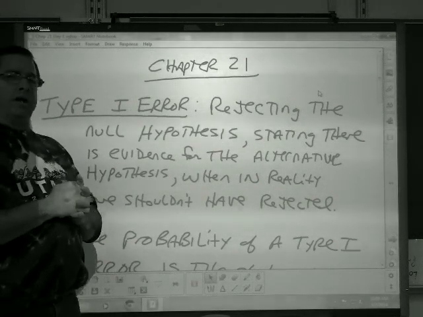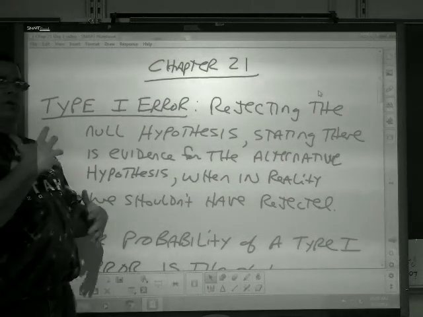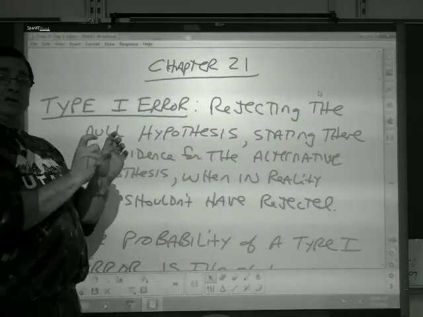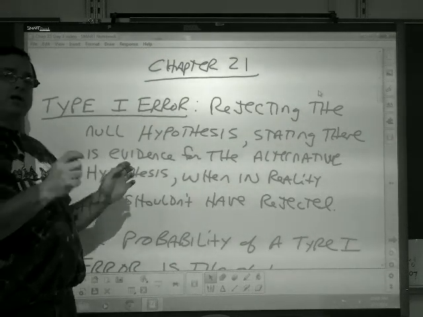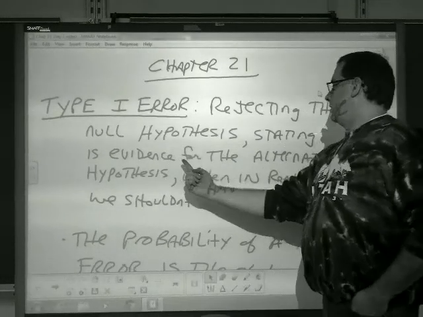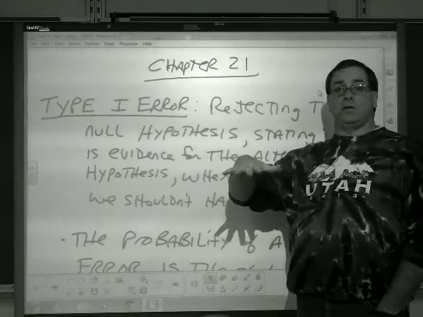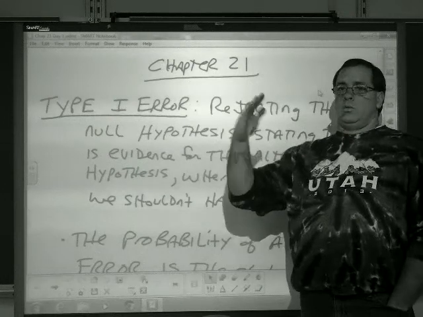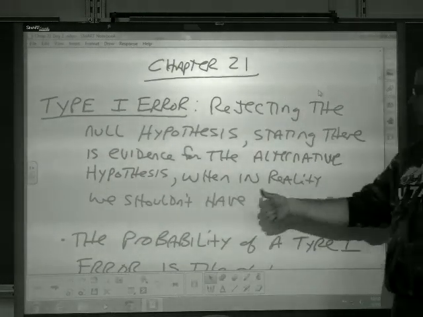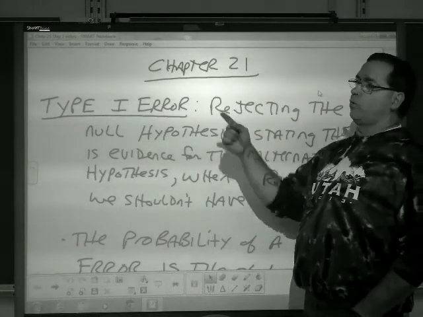A type 1 error is if you reject the null hypothesis. So we take our data, we find the z-score, we get a very small p-value. So it looks like our data is significant. So you're stating that there's evidence for the alternative hypothesis. With a very low p-value, we're going to reject the null. We have evidence that the alternative is true, when in reality, we shouldn't have rejected it at all. That's a type 1 error.